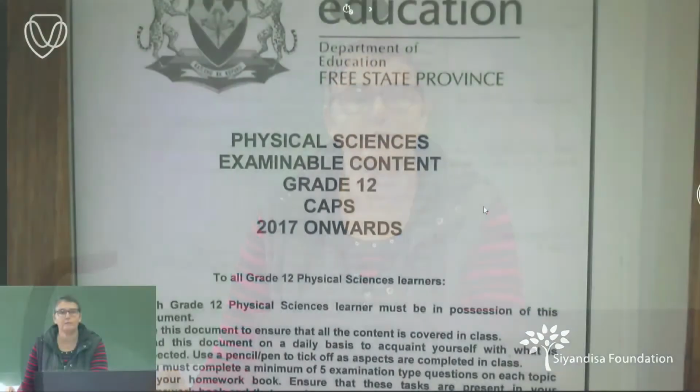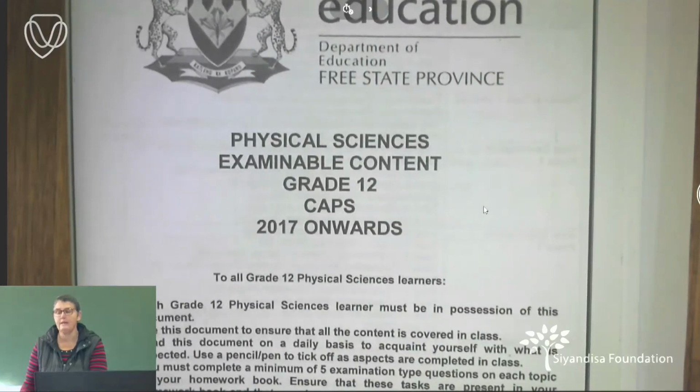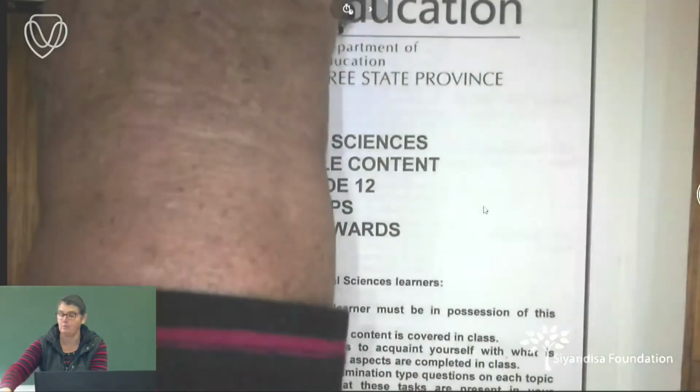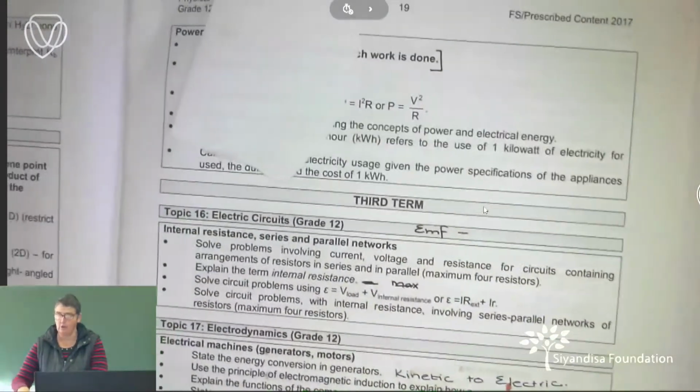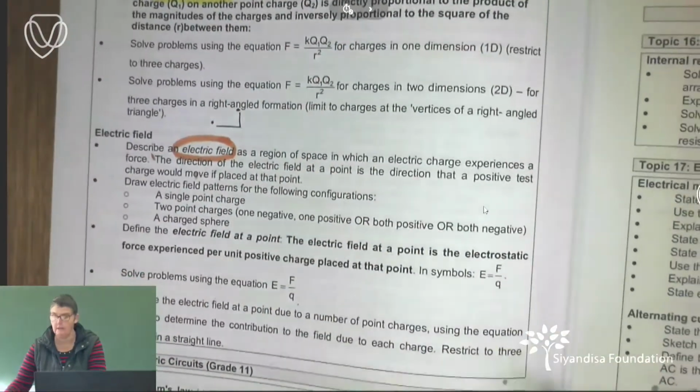Remember, every single one of you should have one like this. It might not look exactly the same as mine. I always use the same one, and you'll see it's scribbled as we carry on. So that's what we're going to use. And the first thing we are going to look at is what do we need to know in electricity.